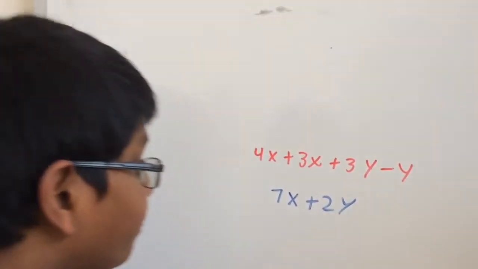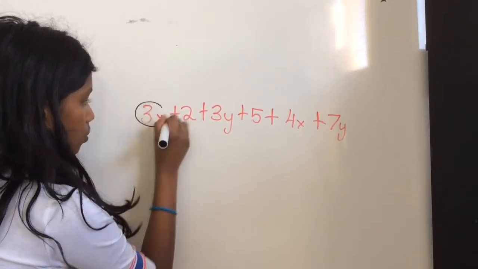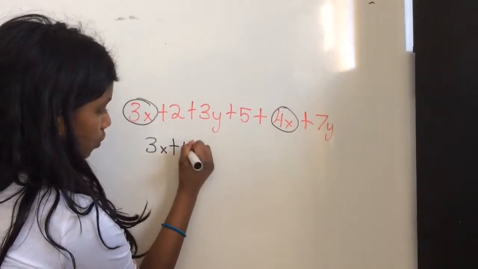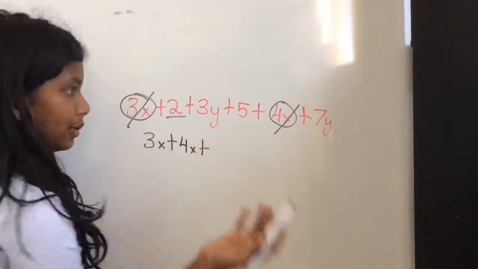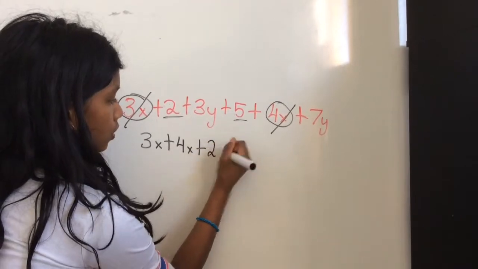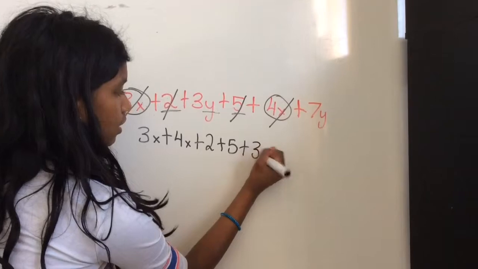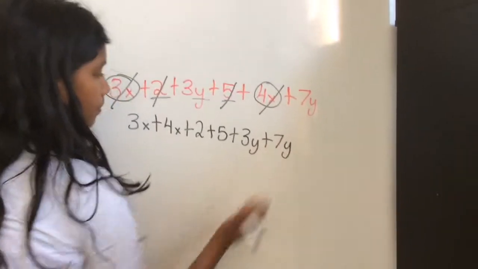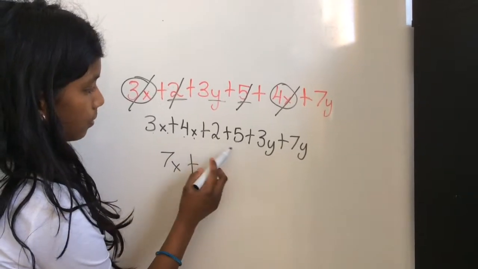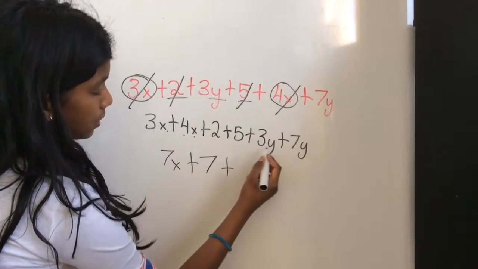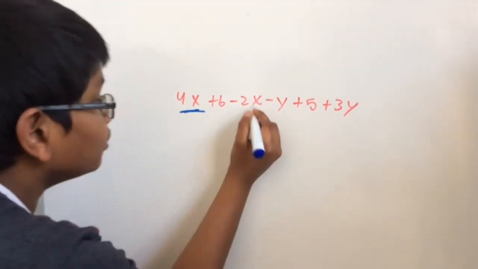Plus 2y. And that is quite easy again, so even though it's big, we'll get the x's first. So there's 3x and 4x. So we can cut those out. Then we'll get the ones without y or x. So there's 2 and there's 5. Cut those out, and there's the y's, plus 3y plus 7y. So altogether, for 3x plus 4x, 7x, plus 5 plus 2, 7, plus 7 plus 3, 10. 10y.